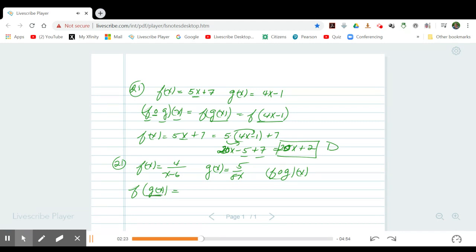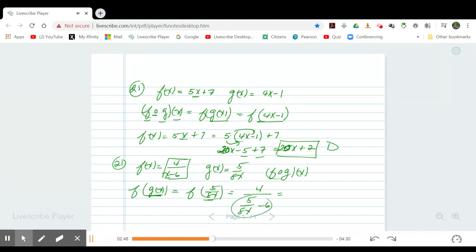So f of g of x is 5 over 8x in the f function right here. In place of this x, I'm going to substitute its input. So this becomes 4 over, in place of x, I'm putting in 5 over 8x, and I'm going to subtract 6. Well, obviously, I need to find a common denominator, which is going to be 8x.